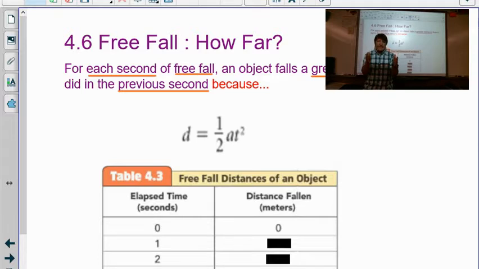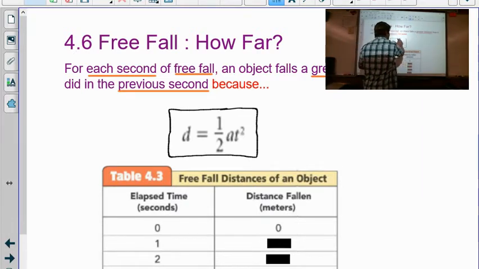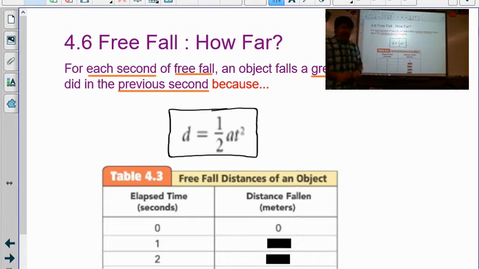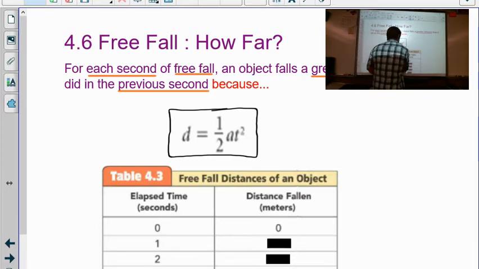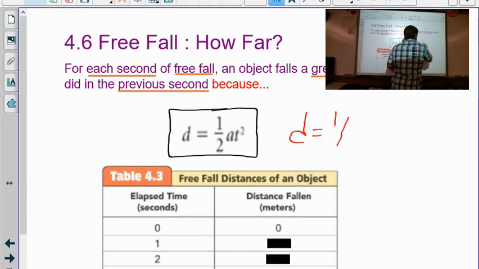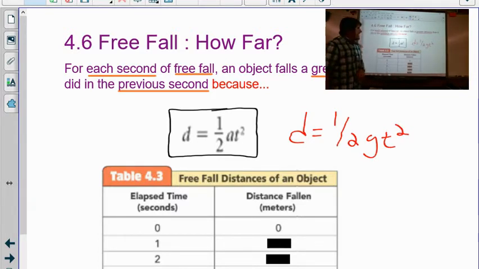So the distance it travels in the time that it is falling. And so you'll see this formula right here, that the distance is equal to 1/2 at squared. Now remember that we know the a, because if it's falling, instead of some random acceleration, we can replace that with g. So really we're going to say that the distance is equal to 1/2 gt squared. So again, this is for free fall, for how far something falls. So we're assuming that its initial velocity is zero.